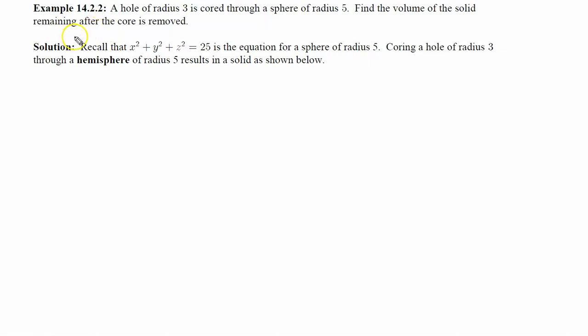Now let's take a look at this example. So here we have a hole of radius 3 cored through a sphere of radius 5. Let's find the volume of the solid remaining after you remove the inner core of radius 3. So recall that x squared plus y squared plus z squared equals 25 is the equation for a sphere of radius 5. And then coring a hole of radius 3 through the upper hemisphere of this sphere is going to result in a solid as we have shown below.